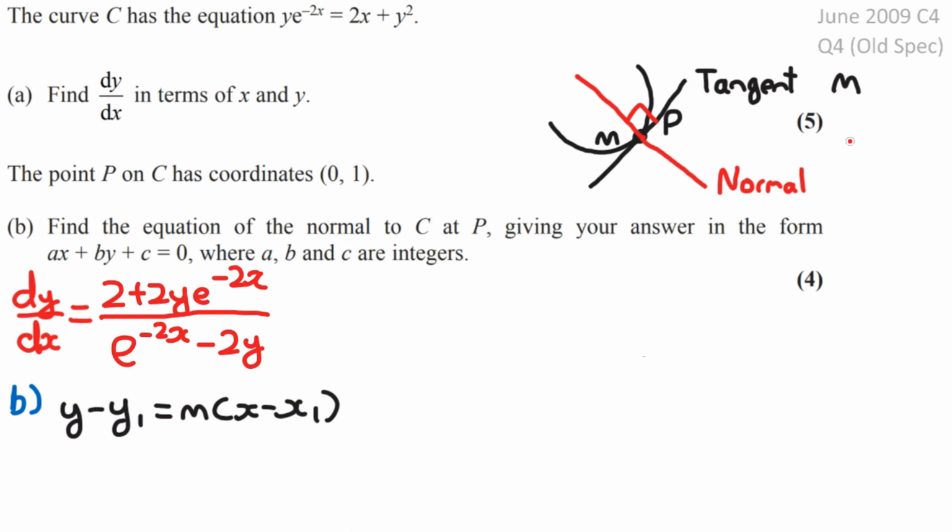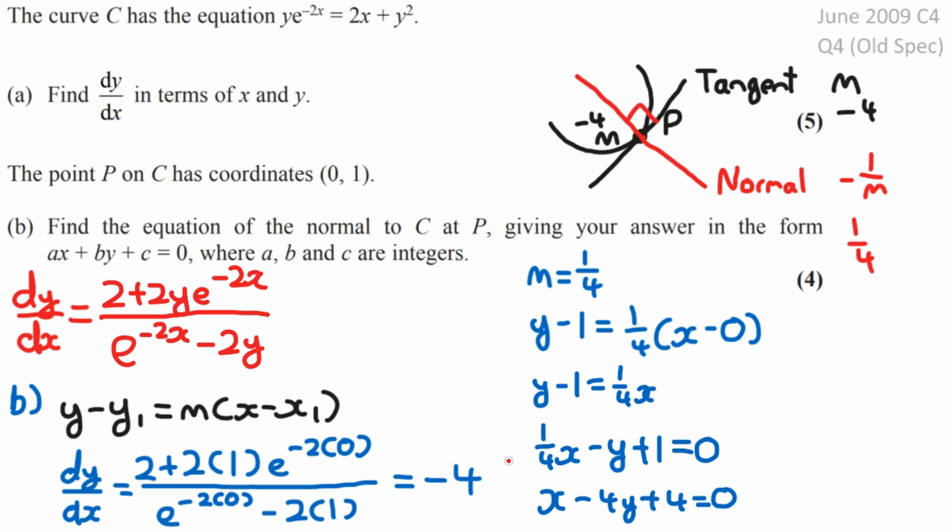Now it specifically wants it in the form ax plus by plus c is equal to 0, where a, b and c are integers. So we're going to move this y minus 1 onto the other side to get that a quarter x minus y plus 1 is equal to 0, and as it wants a, b and c as integers, we're going to multiply everything here by 4 to get rid of this fraction, such that it becomes x minus 4y plus 4 is equal to 0, and this is the equation of the normal.